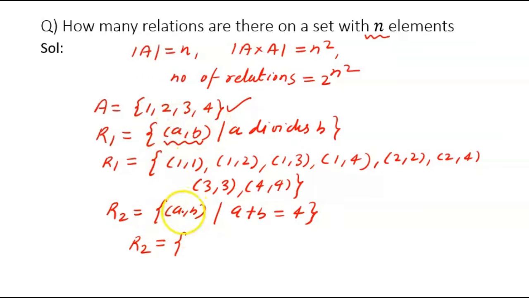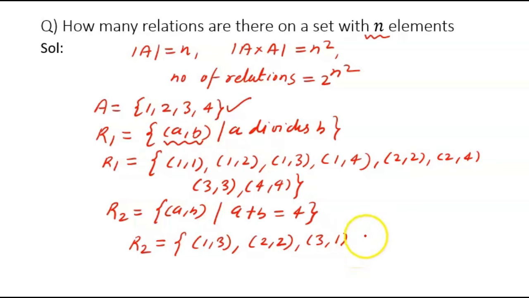So what are those elements? Suppose I take 1, so 1 comma 3 will be equal to 4, so 1 comma 3 will be there. If I take 2, then 2 comma 2 should be there, because 2 plus 2 will be 4. And if I take 3, then 3 comma 1 should be there, because 3 plus 1 is also equal to 4. And here you note that I don't have any other possibility.